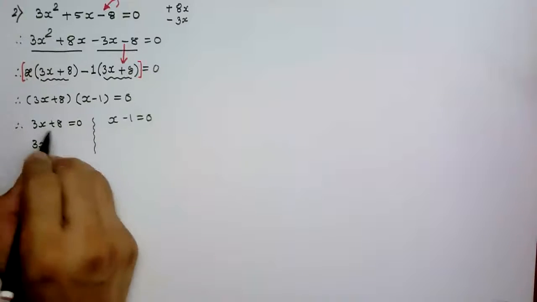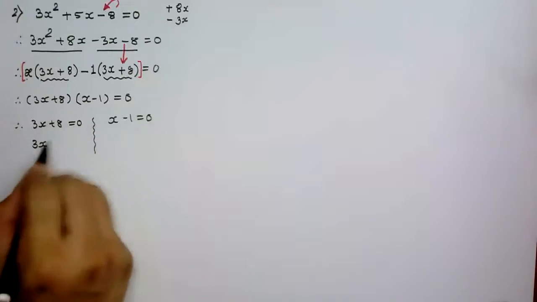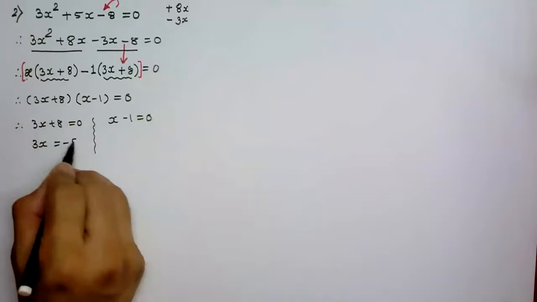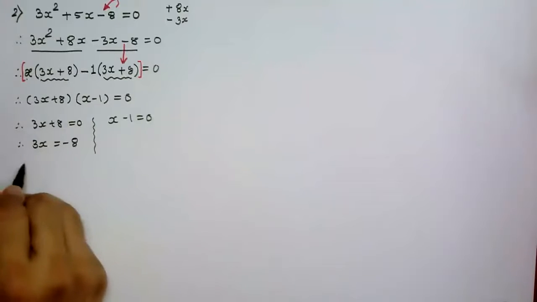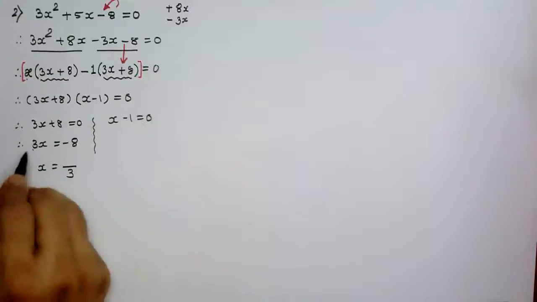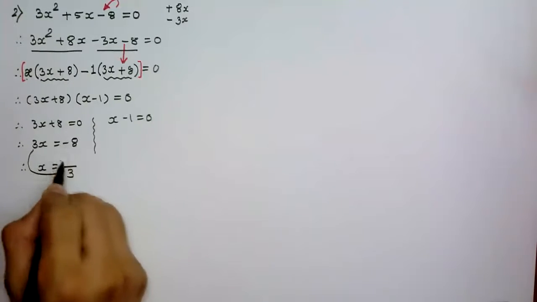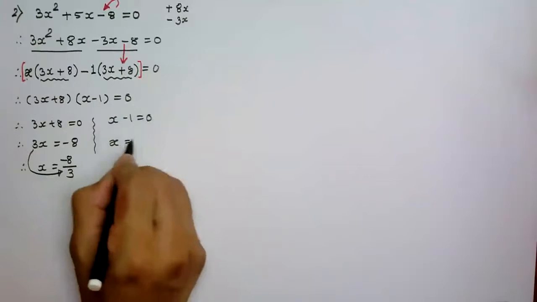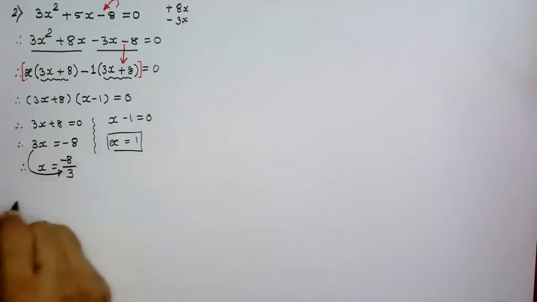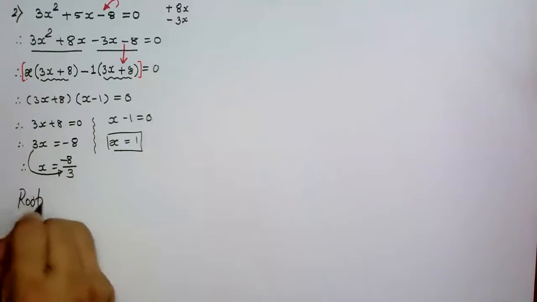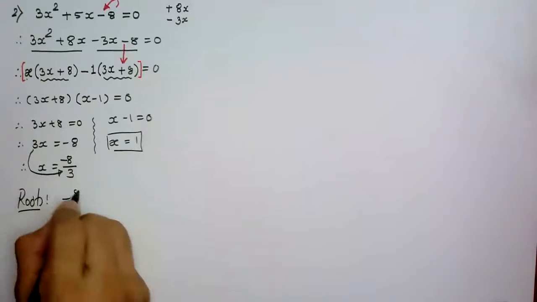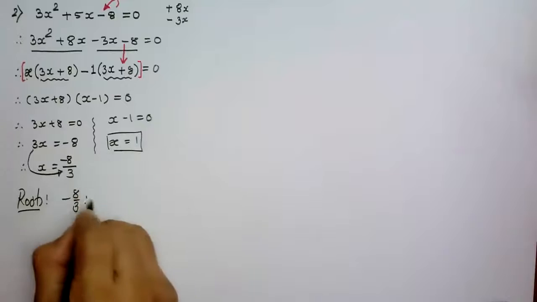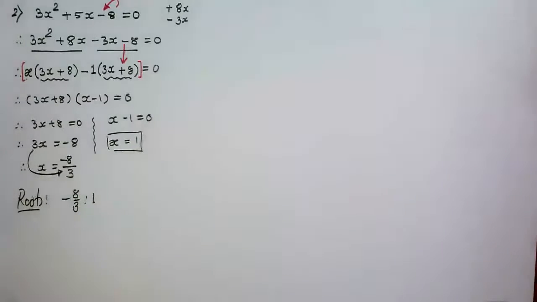By rearrangement, I can send this plus 8 on the opposite side. It becomes minus 8. This 3 will come in the denominator over here. Minus 8 remains as it is. This minus 1 will become plus 1. That's fine. So the roots of given equation are minus 8 by 3 and 1. That is the regular method.